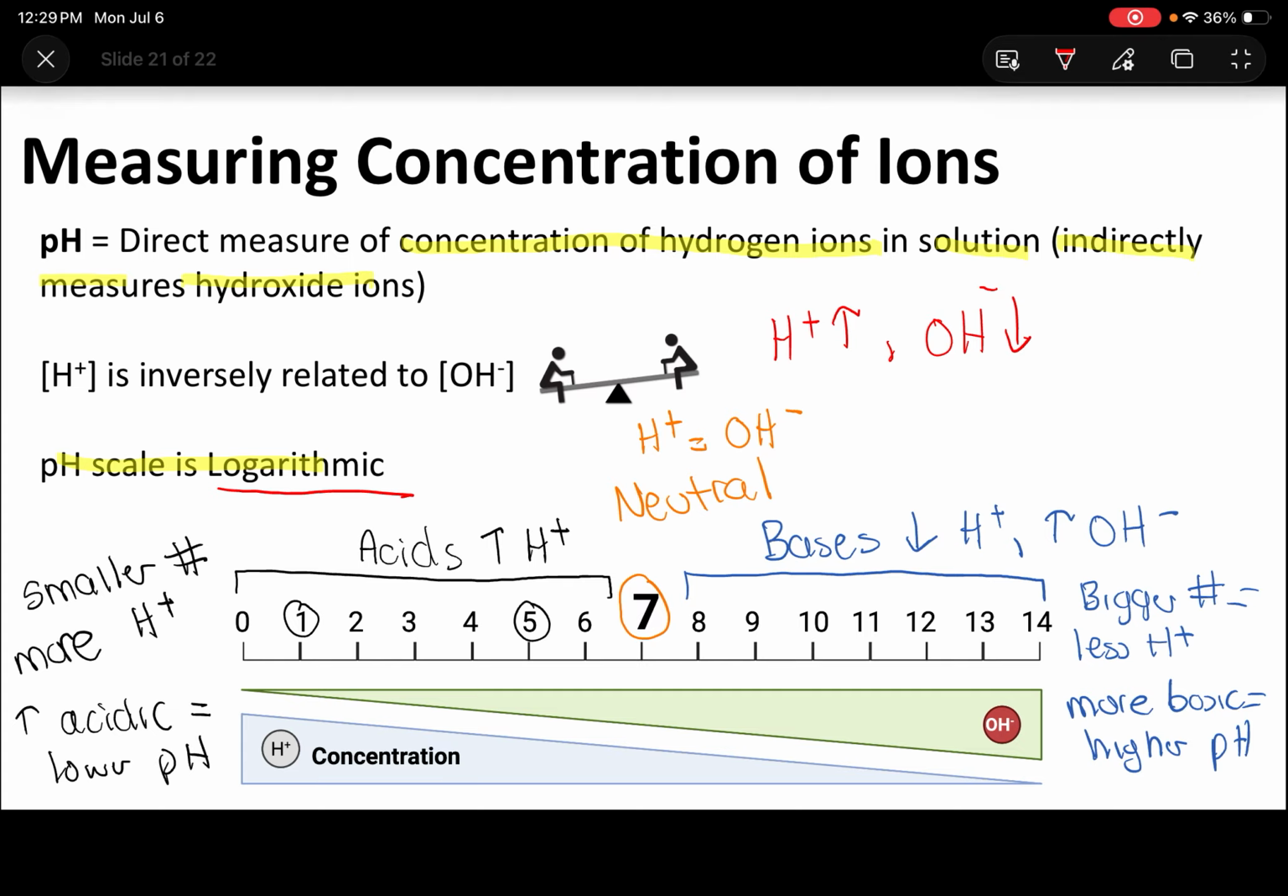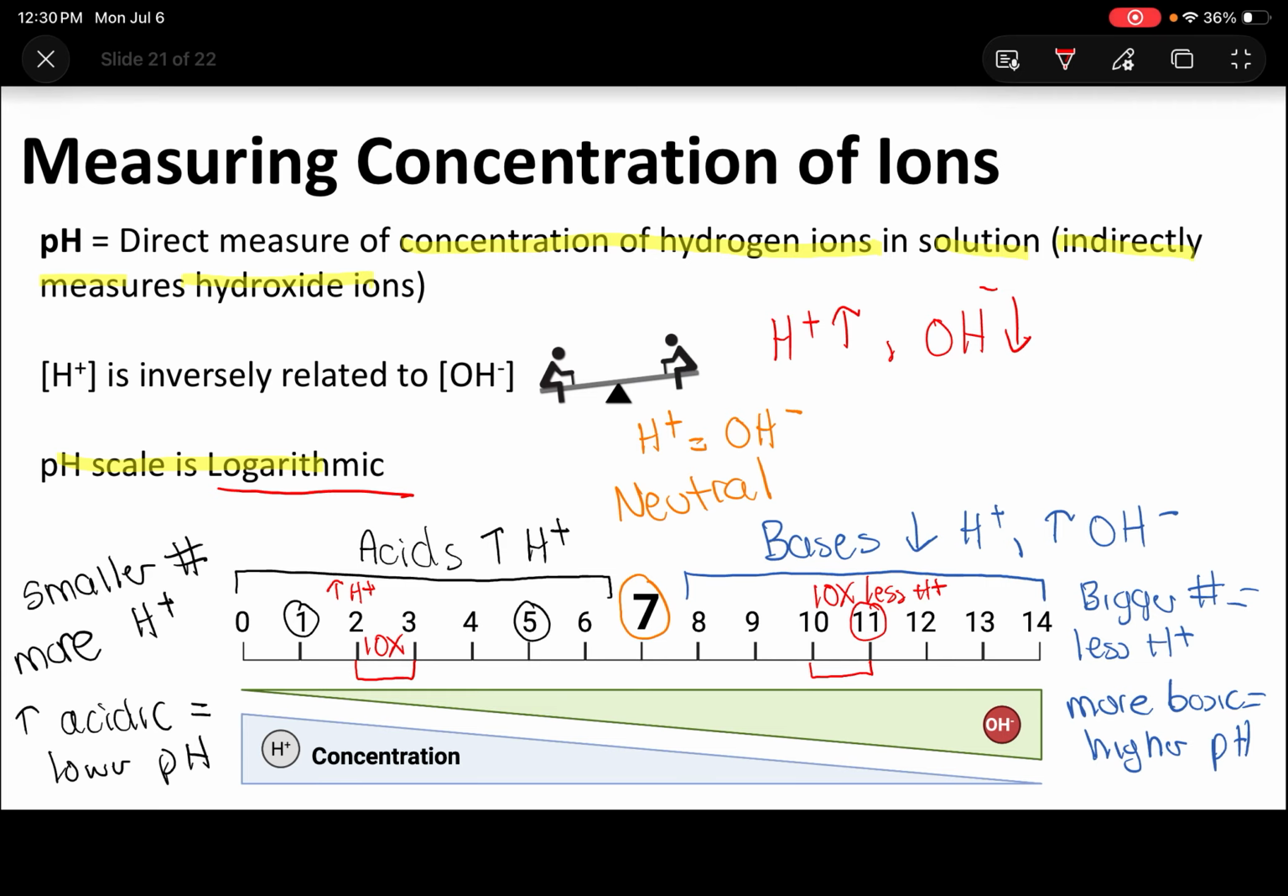So let's think about this. Let's compare something with a pH of 2 with something with a pH of 3. Remember, something with a pH of 2 is going to have more hydrogen ions. In fact, it's going to have 10 times more hydrogen ions than something with a pH of 3. On the other side of the scale, 10 and 11. If we're looking at something with a pH of 11, we're going to say this has 10 times less hydrogen ions than something with the pH of 10.